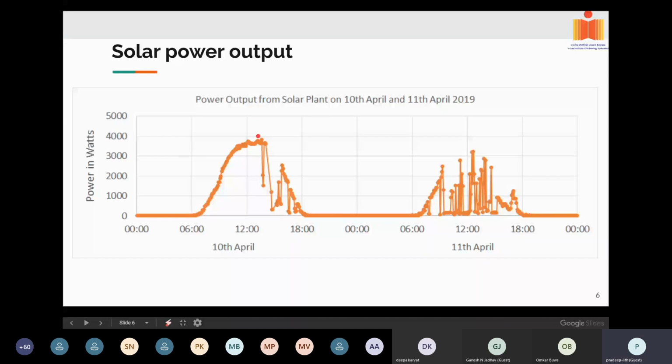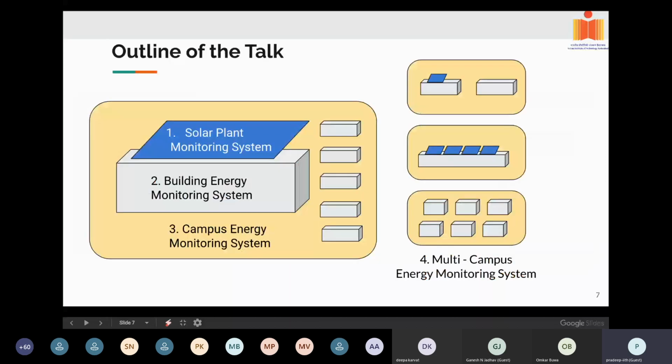Now, what happened on 11th April? Probably a lot of clouds are there. Because of that, the power curve is not uniform, and therefore the energy generated is less. So this is the basic idea. With that, I stop this first part, that is just solar plant monitoring. This is not very complicated. People know about this.